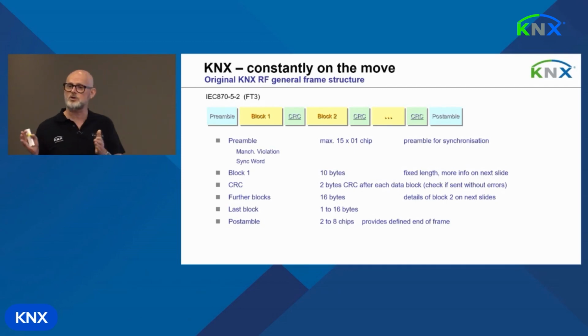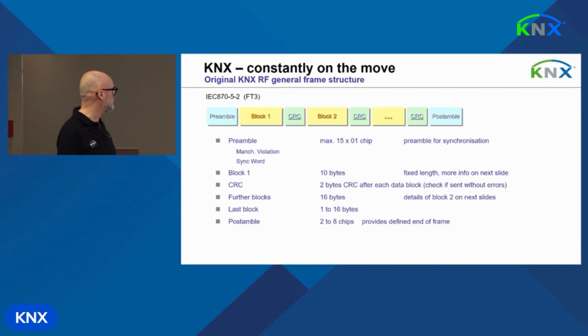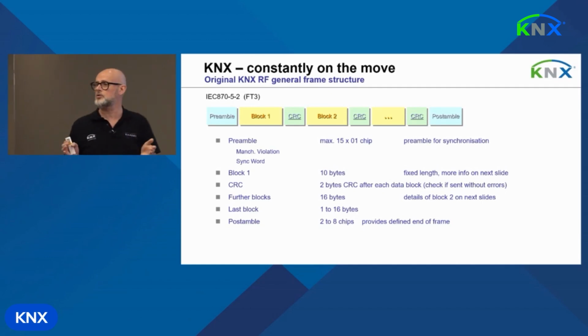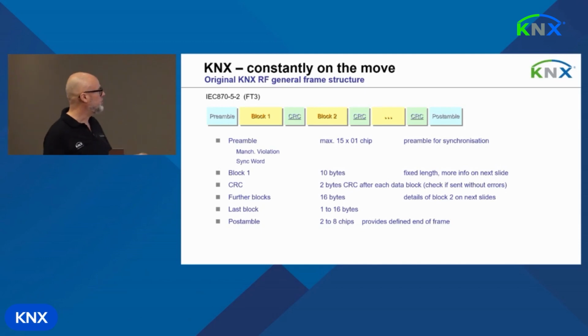The first block consists only of 10 bytes, whereas the further blocks are 16 bytes long. And the last block could be 1 to 16 bytes. The postamble is only 2 to 8 chips long.